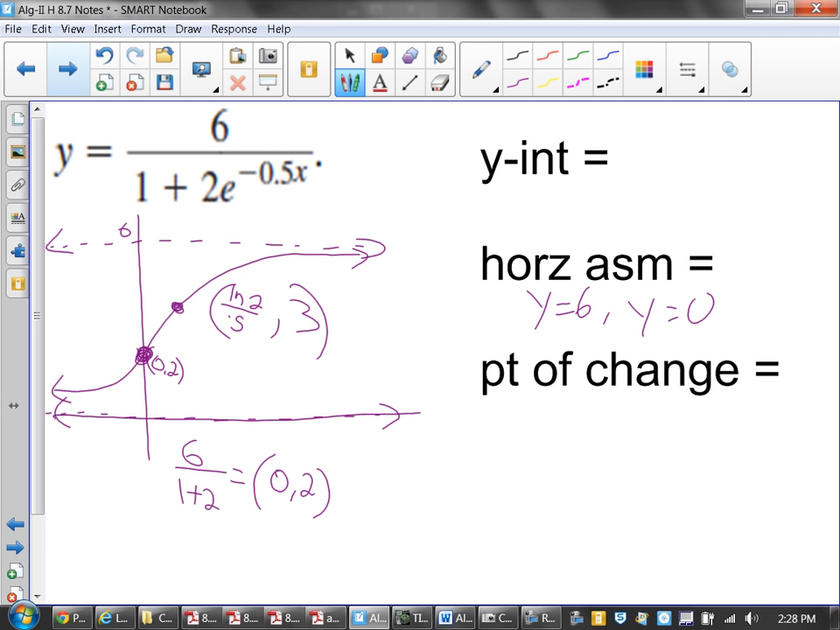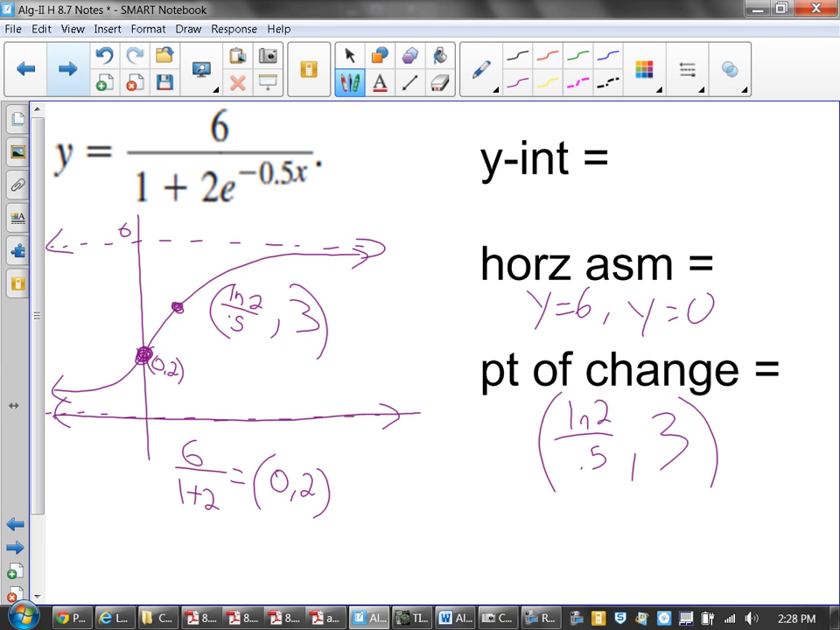So that's what they call the point of change. It's where it's changing direction. 1.39, sure. So it's natural log of 2 over 0.5, comma 3. If you want to press the button, it's not a big deal. But in essence, that's kind of what I want you guys to be able to look at.